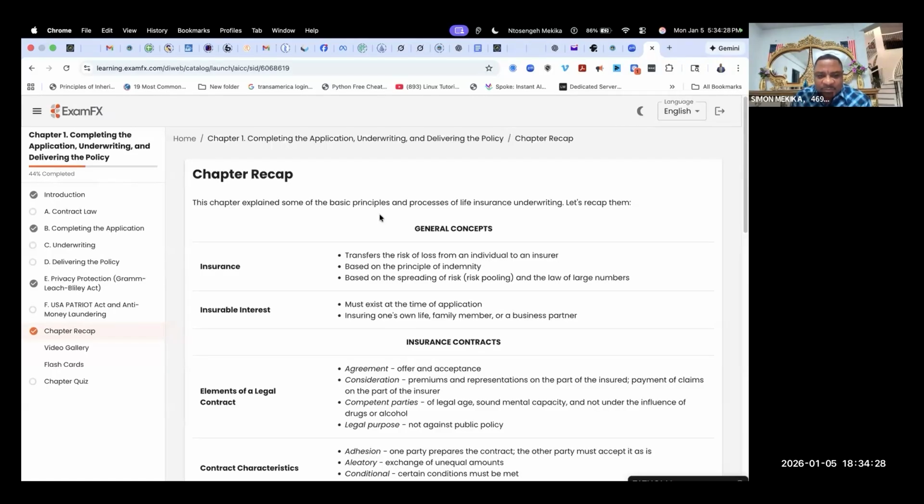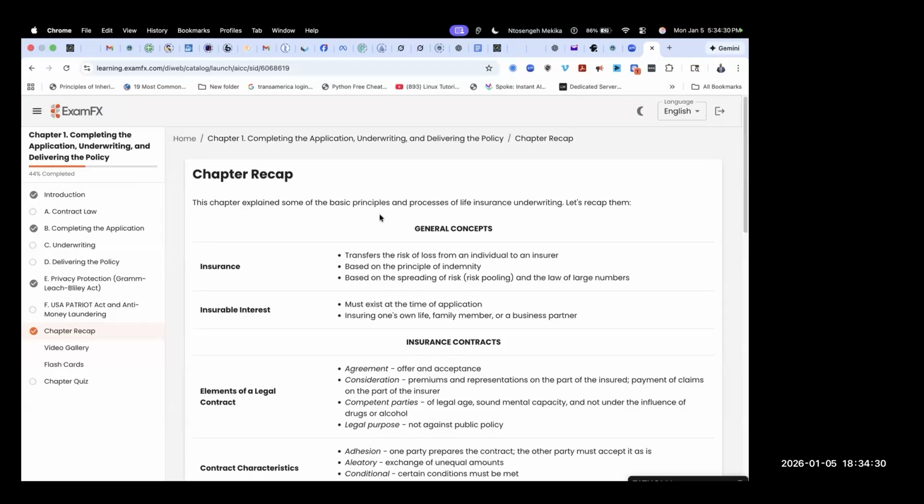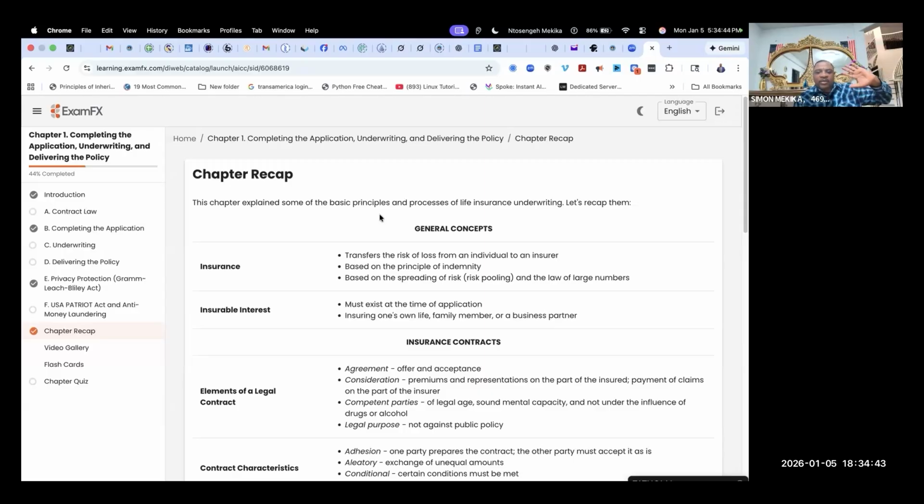Okay. General concepts. Insurance transfers the risk of loss from an individual to an insurer based on the principle of indemnity, based on the spreading of risk, risk pooling. Okay, I want you to pause there. When you read a little bit, you pause, because there are people here who have no idea of what we're talking about. I want to explain as you go.